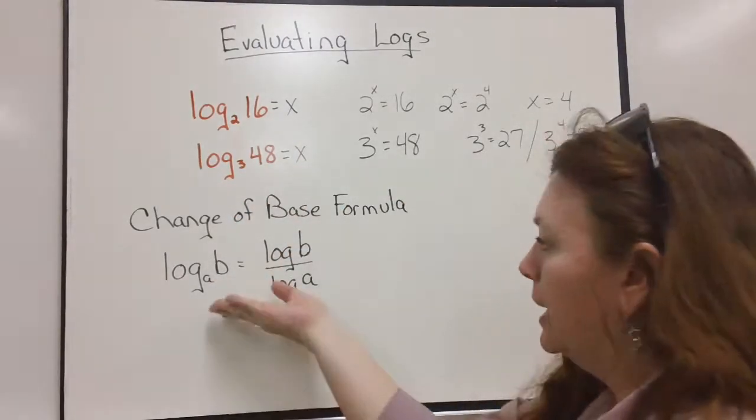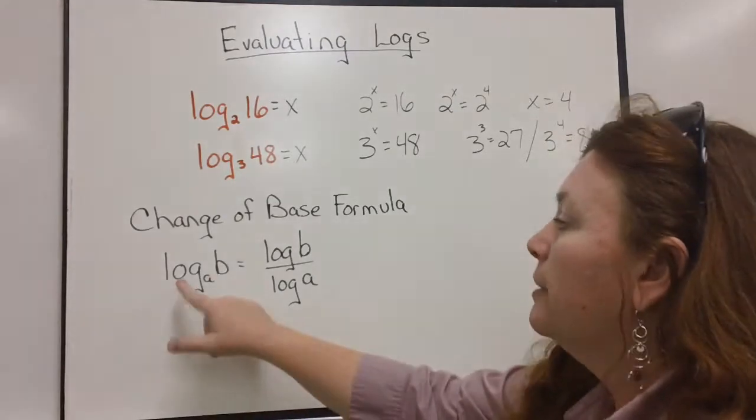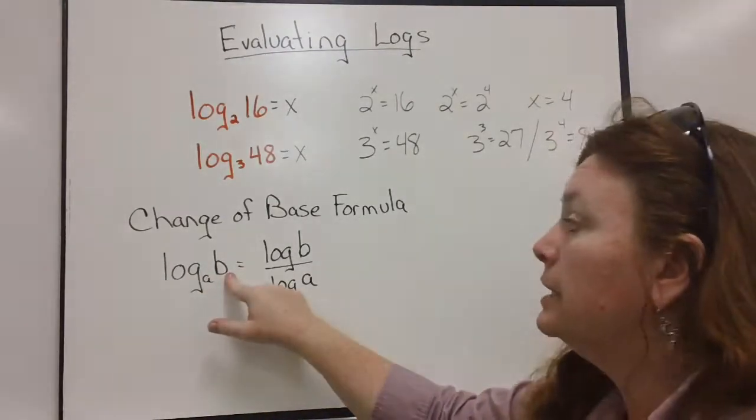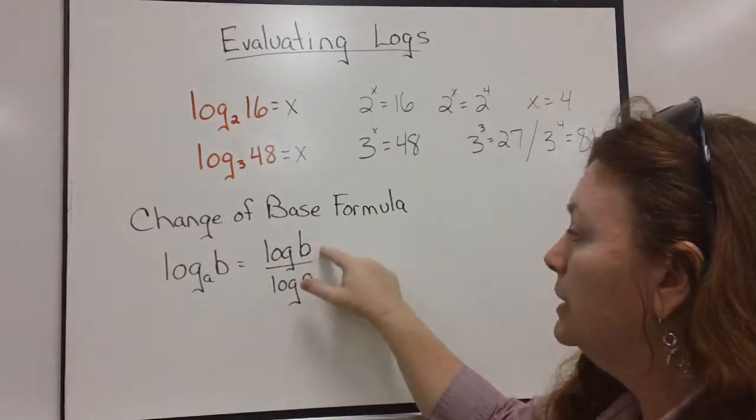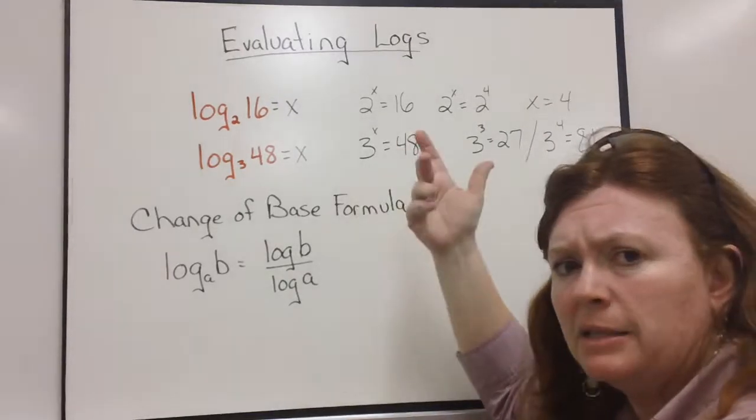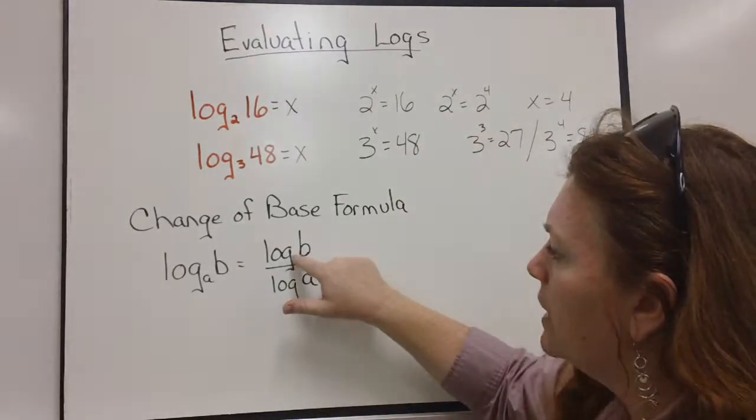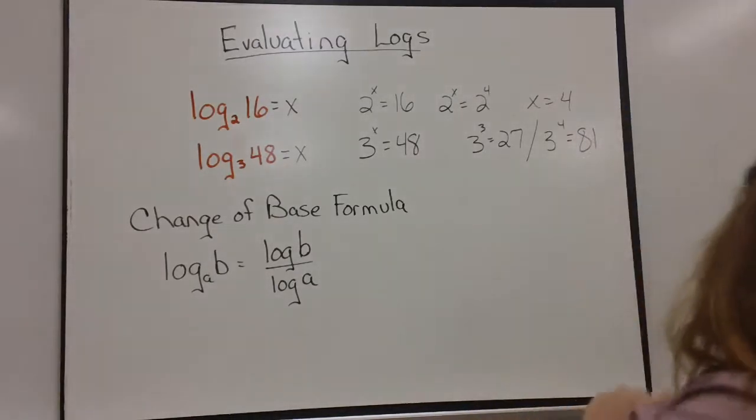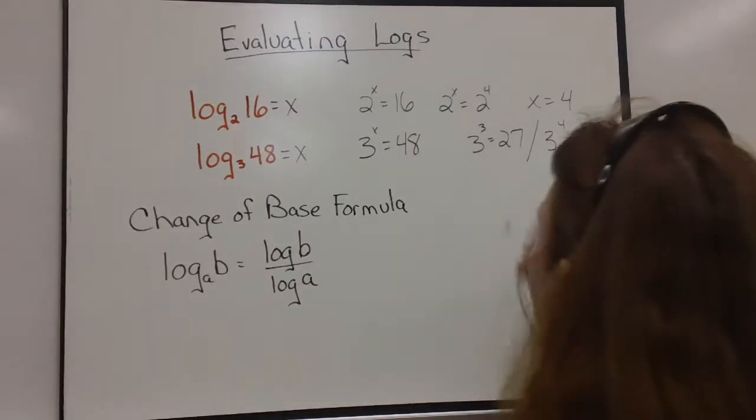How do I do that? I use this formula. The basic formula, log base A of B, would be converted to log of B divided by log of A. Hey, what happened to my base? I have no base. I didn't write a base. There's nothing there. Something's missing. It's a 10. I will use blue.